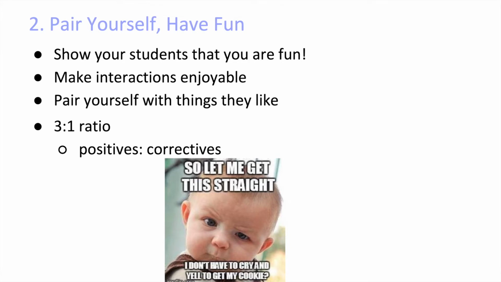Be careful not to dip into a negative balance. They may then begin to resist you. If you have a challenging learner, you may need a higher ratio, such as 5-to-1 positive to correctives, or even 9-to-1 positive to correctives.